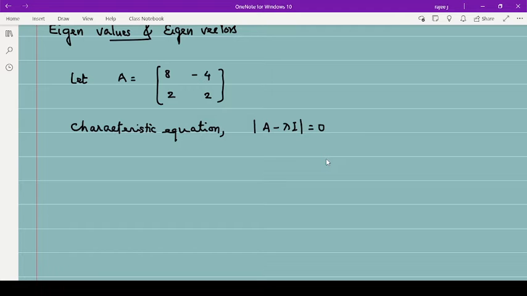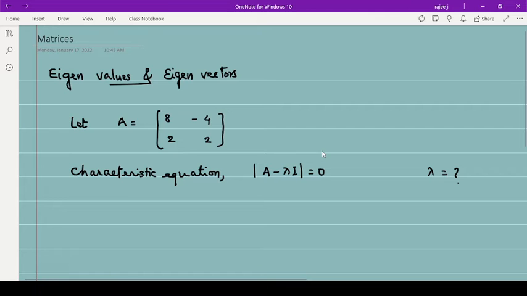So the characteristic equation is determinant of A minus lambda I equal to 0. Now what is this lambda? This lambda is a non-zero value such that the determinant of A minus lambda I is equal to 0, where this lambda is the eigenvalue. We will find the value of this lambda, and those values we will call eigenvalues.